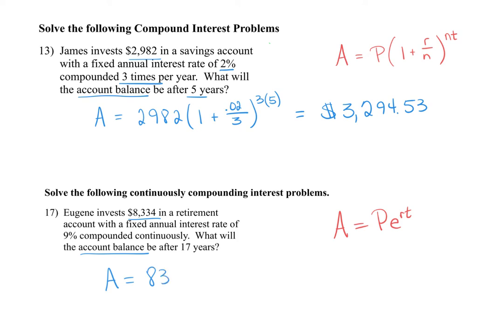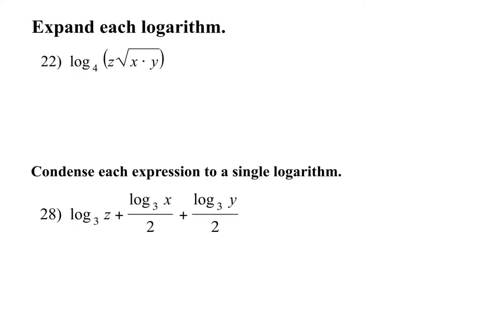Investment times e raised to the 9%, again in decimal form, times 17. And you will need to pay attention to your calculator. Make sure you don't make a calculator error when you do this. For this one, you should get 38,487.89.